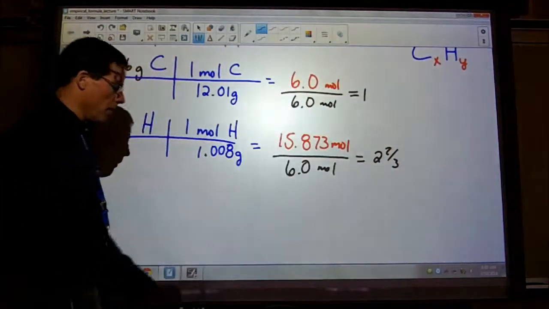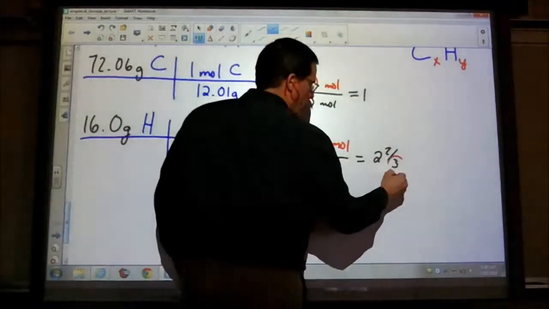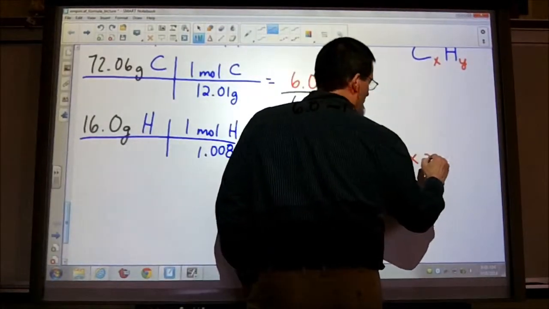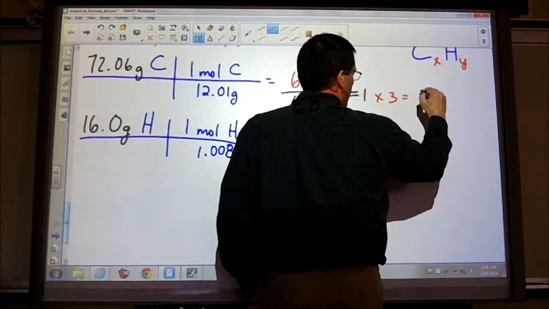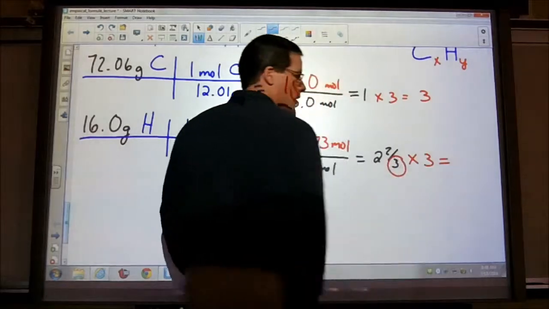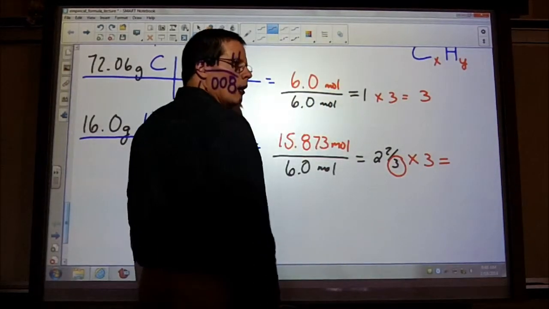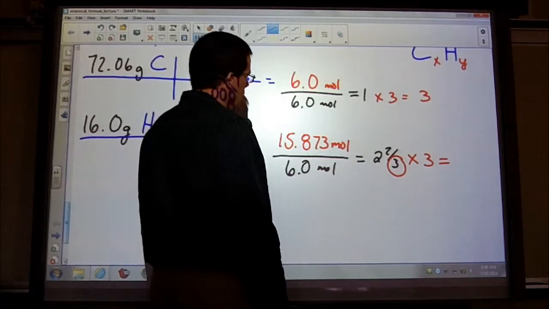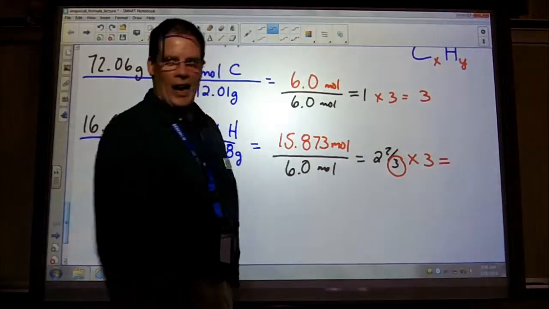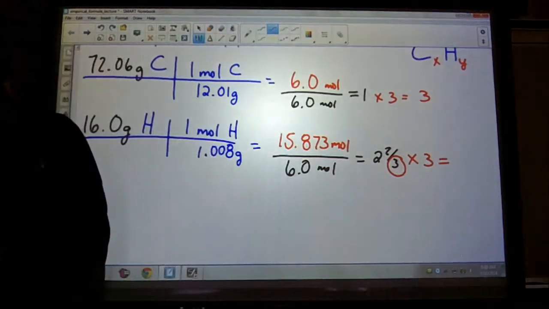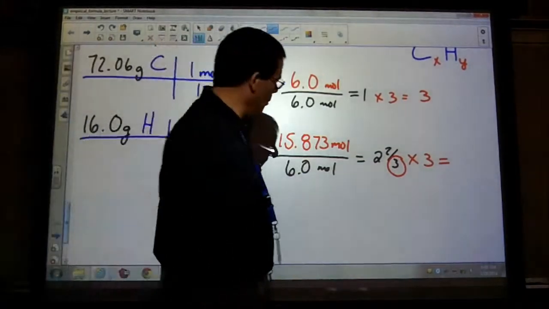So what are we going to multiply everybody by? 3. Very good. So you multiply that by 3, multiply that by 3, so we get the top number is 3. What's the bottom one? 2. No. Not 7. Use your calculator. 8. Very good. Whew.